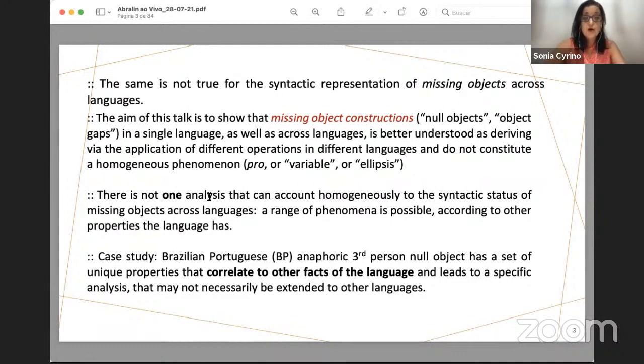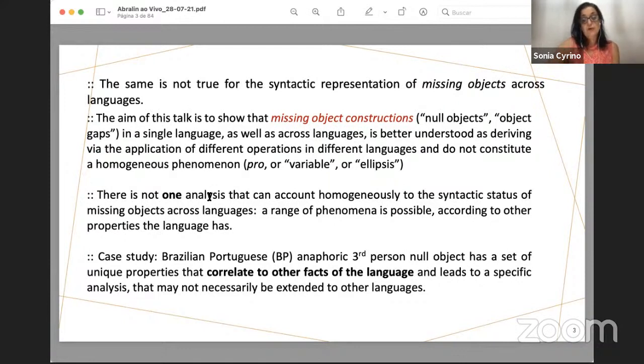So the aim of this talk is to show that missing object constructions, called null objects or object gaps, in a single language as well as across languages, are better understood as deriving via the application of different operations in different languages, and they do not constitute a homogeneous phenomenon. They are not always little pro, or variable, or ellipsis. So there is not one analysis that can account homogeneously for the syntactic status of missing objects across languages. A range of phenomena is possible according to the properties that each language has.